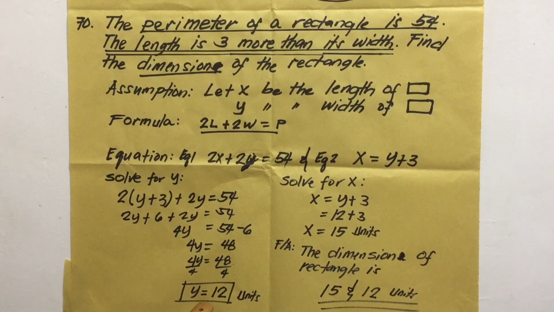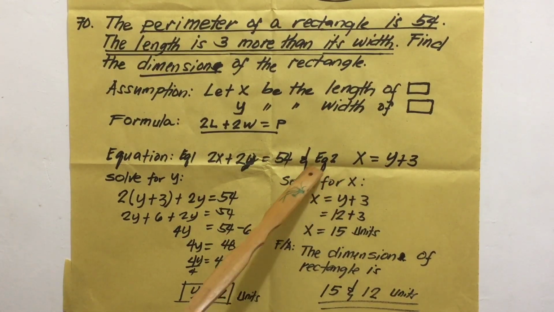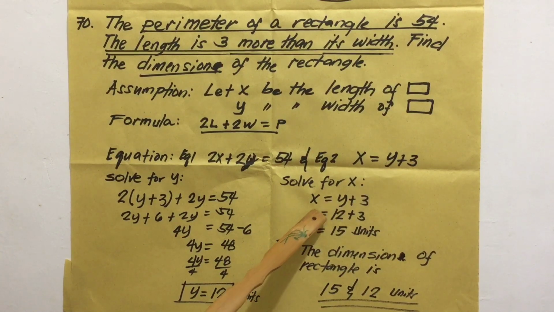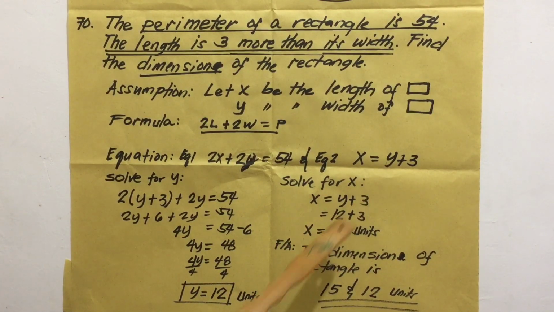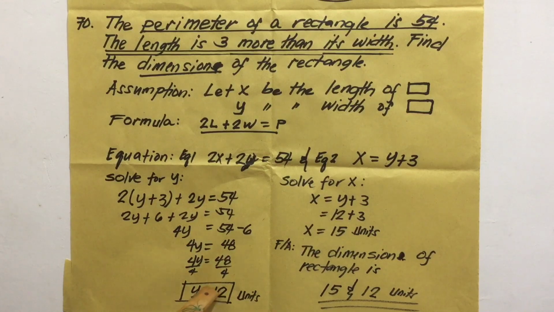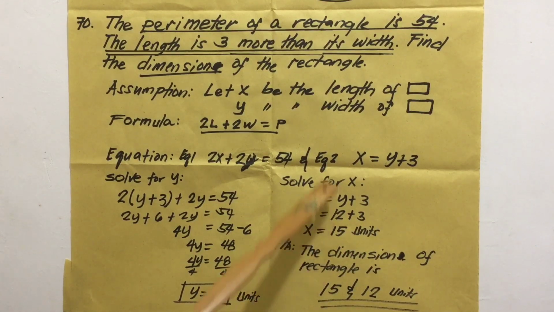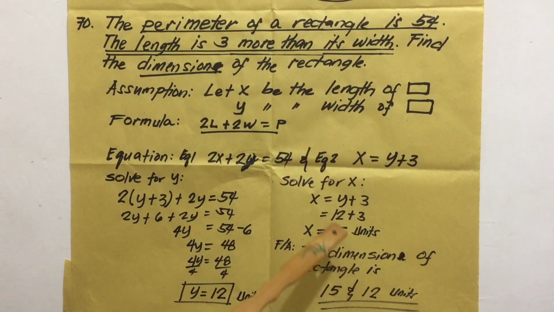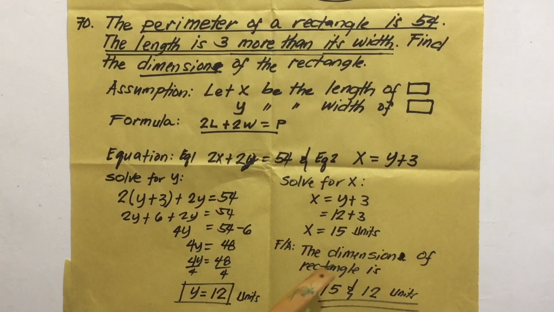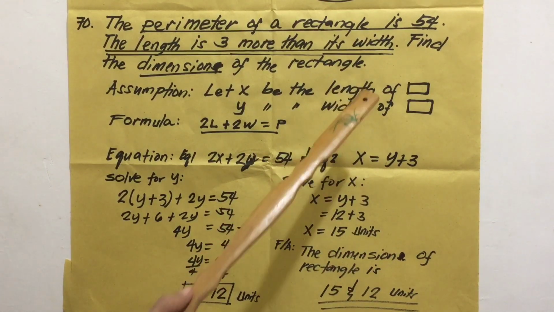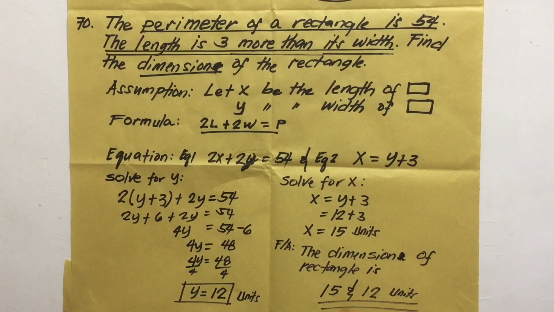Upon knowing the value of y, next we're going to solve for the value of x using equation 2. Our equation 2 is x equals y plus 3. Then the value of y is 12. We're going to substitute: 12 plus 3 equals 15. So our x is 15 units. So our x, the width, is 15, and our y, the length, is 12. So therefore, our final answer, the dimension of the rectangle, the length and width, is 15 and 12 units.